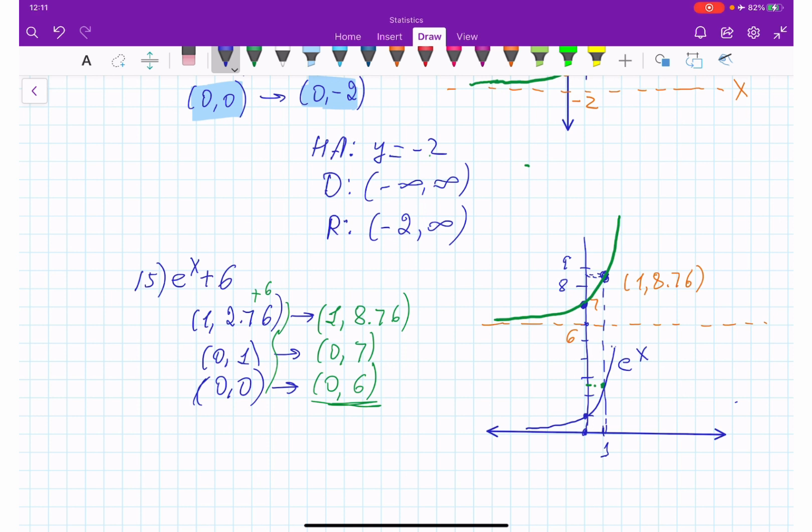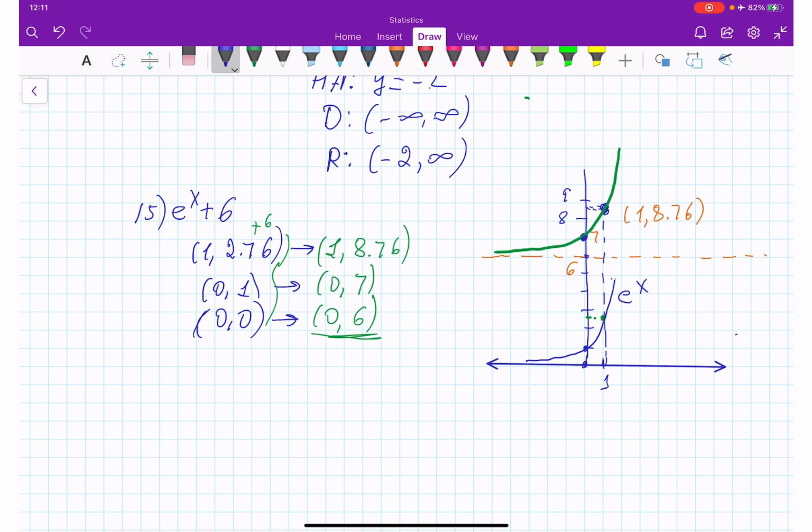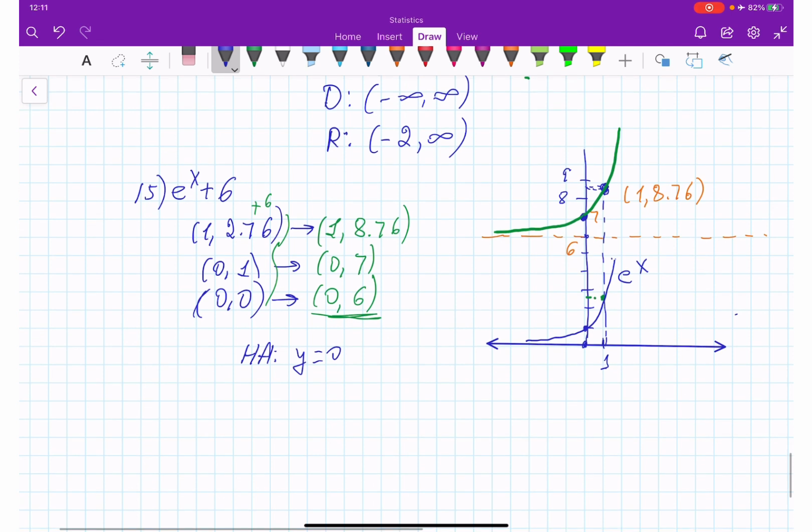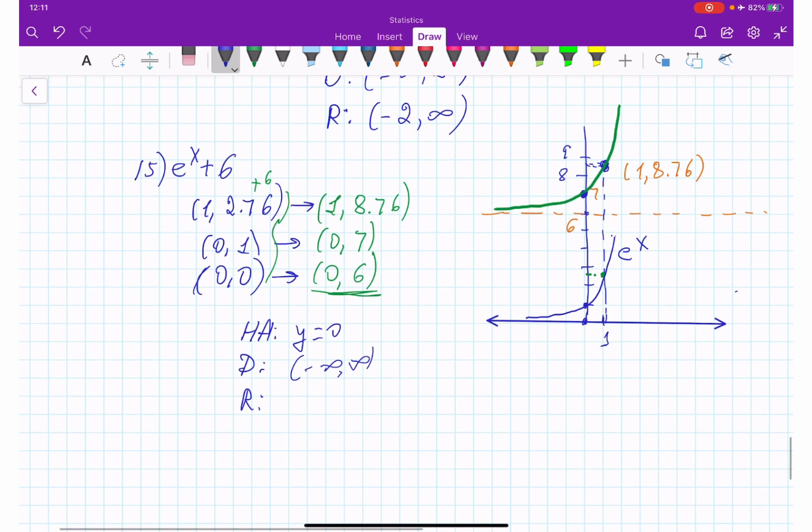Okay, so horizontal asymptote. It's y is equal to 0. Domain, negative infinity, positive infinity. Range is going to be from when? From 6, here, 6 to infinity, and this is 6.